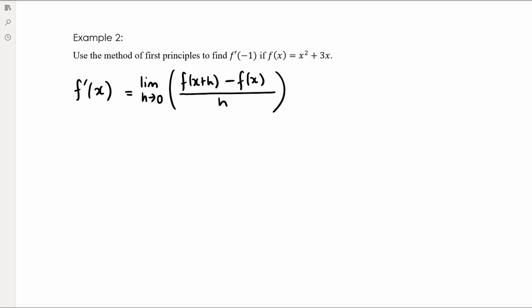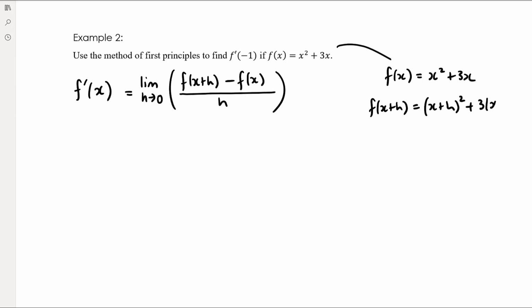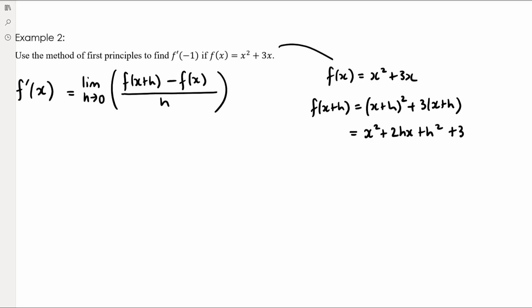Okay. Again, let's work out our expression. So we know f of x is x squared plus 3x, and therefore f of x plus h is (x plus h) squared plus 3 times (x plus h). Let's expand and tidy up here. So this is x squared plus 2hx plus h squared, and then we've got plus 3x plus 3h. Okay, I'm not going to bother tidying that up any more than that. I'm just going to write that straight in.